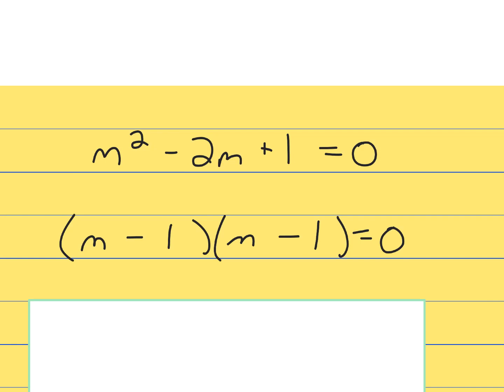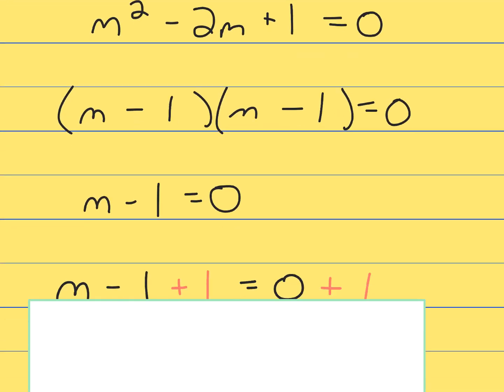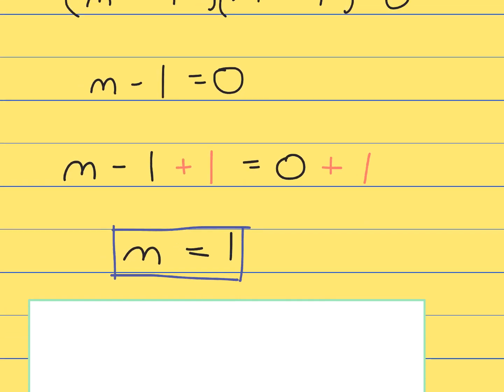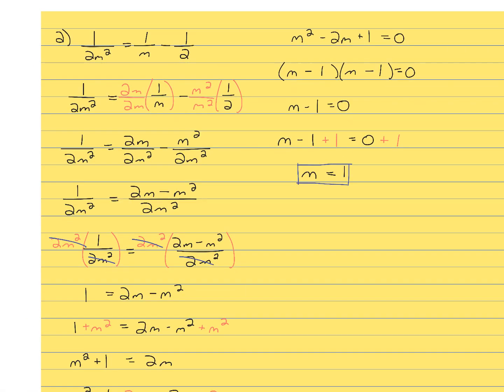But really what you're looking for is the solutions, what value of m makes it turn to 0. And so we only have to solve it once. We say m minus 1 equals 0, and then I add 1 to both sides, and we find that m is equal to 1. So shrinking that down for a full view of the whole problem.